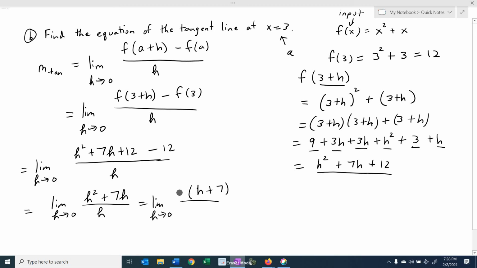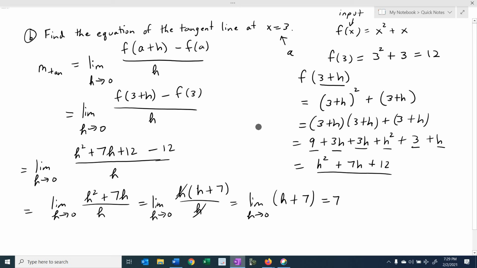Now, if these h's didn't cancel, I mean, if prior to canceling these h's you use direct substitution to evaluate this limit, notice that you're going to get 0 over 0, and it's indeterminate. But these h's do cancel, and that puts it into this other form. And so when you use direct substitution here, you can actually determine what the limit is. It's actually equal to 7. Okay, so that's the slope of the tangent line at x is equal to 3.